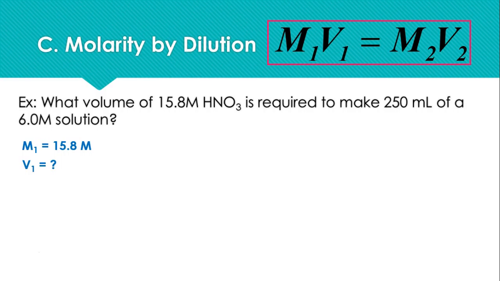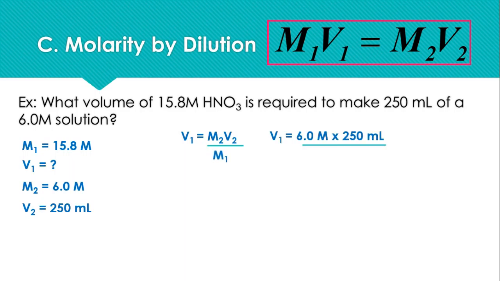So volume 1, it says what volume, so we don't know what volume. It says of, so that attaches those two. M2, it says we want a 6 molar solution in the end, and we want 250 milliliters of it. Here's our equation, M1V1 equals M2V2. I want to solve for V1, so I'm going to divide both sides by M1, and it just makes this look like this. I plug everything in. The molarities will cancel. And if I solve that, I get 95 milliliters.